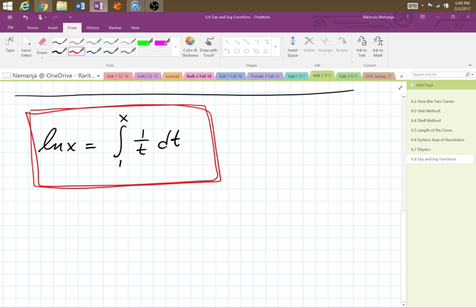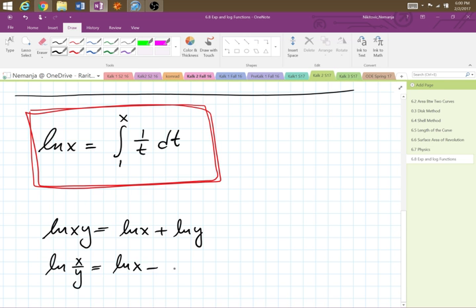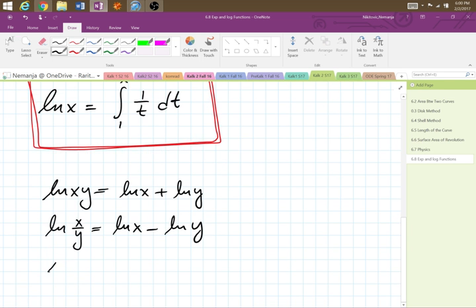So, properties of logs, which you did use and review in your Calc 1 when you did logarithmic differentiation. The properties of logs are that ln of xy is ln x plus ln y, ln of x over y is ln x minus ln y, and ln of x to the p is p ln x. So these are the properties.